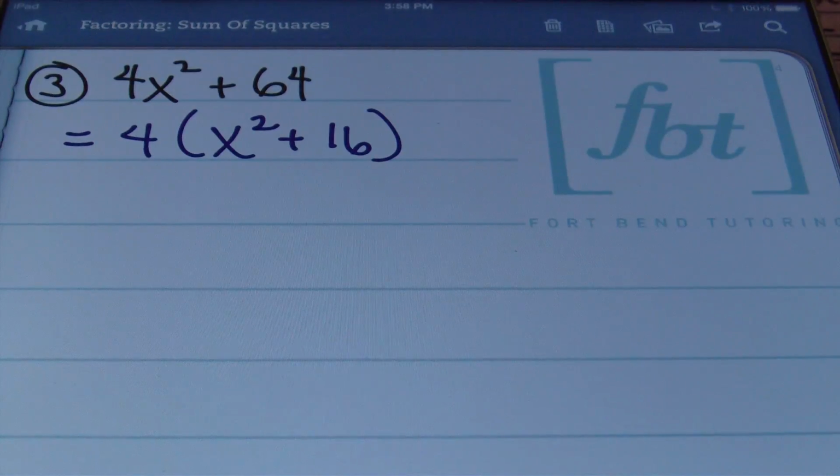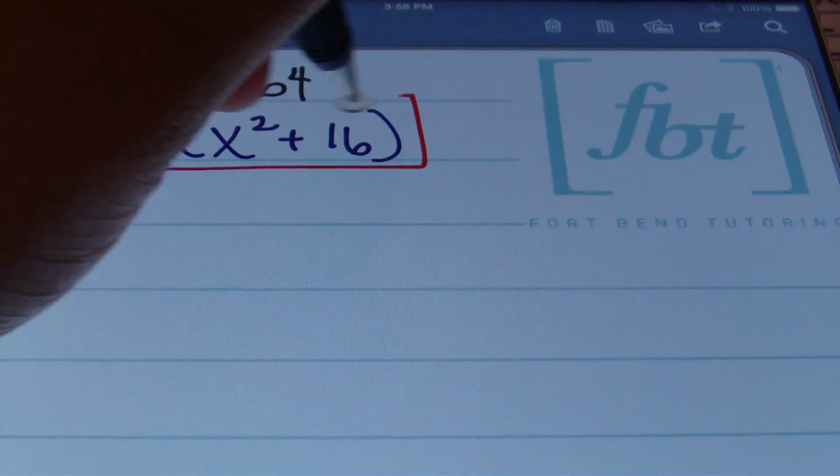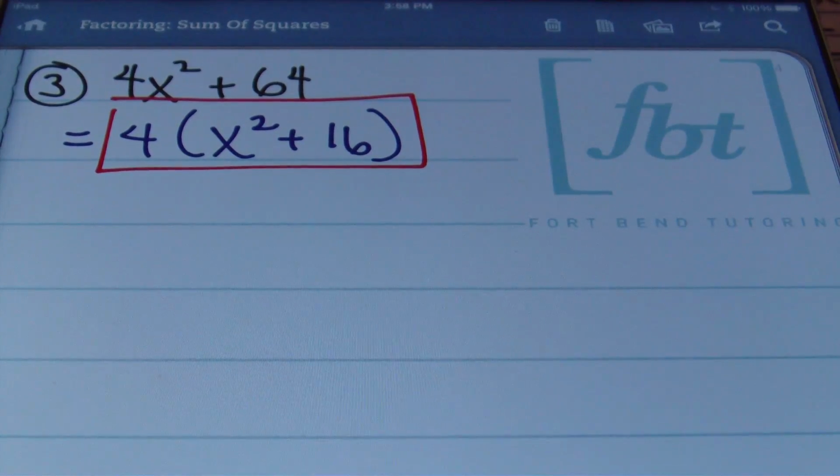Just like that. You factored out the GCF of 4, and you end up with 4 times x squared plus 16, knowing that what remains inside the parentheses is a sum of squares that's not factorable, if you're using real numbers. So this would be your answer. Let's go ahead and box that up. All right, so this is what you would have if you were in a regular algebra course. No matter whether it's college algebra or whatever, this would be your answer. You couldn't factor it any further.